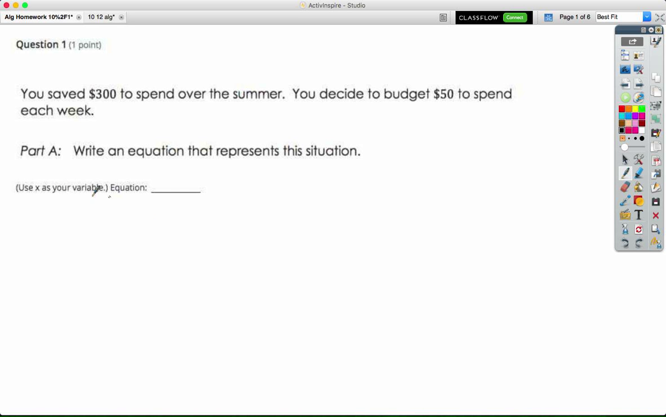So it says use x as your variable, so you could have written it as y equals the amount of money that you are spending each week, so it will be going down, minus 50x, plus the amount of money you started with, 300. So your rate of change would be a negative 50, and your y-intercept would be 300. You could have also written f of x instead of y.